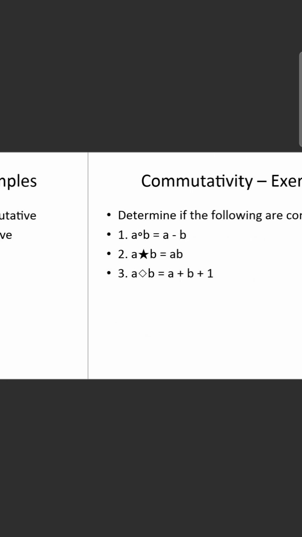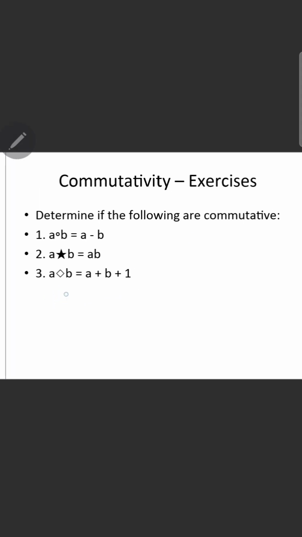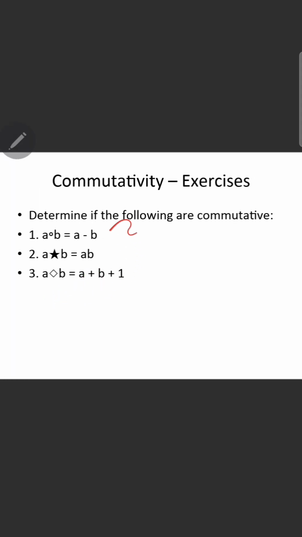Let's move to the next slide. It's still on commutativity. Please try and do justice to these questions. So you should determine whether they are commutative. A operation B is equal to A minus B. So you check whether A operation B is equal to B operation A. The one that is commutative, you write commutative. The one that is not, you write it is not.